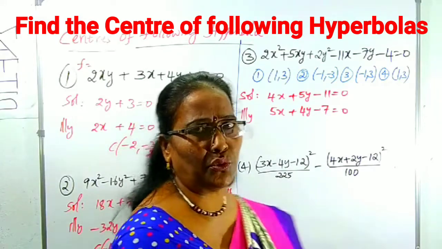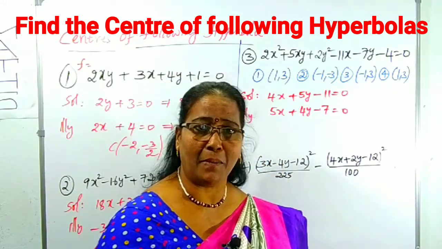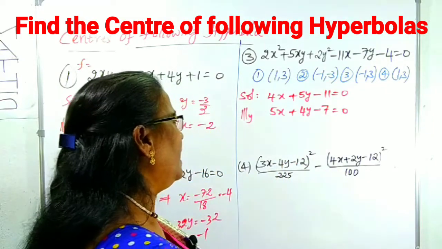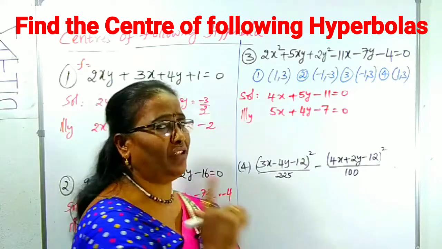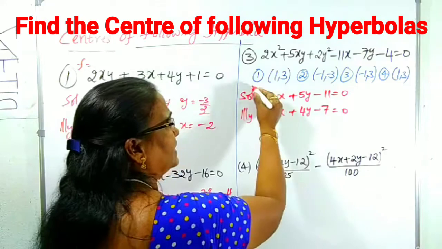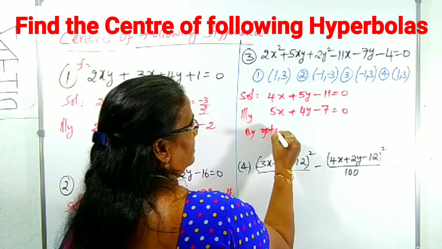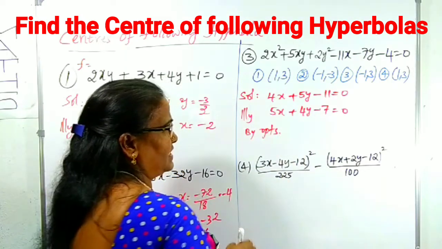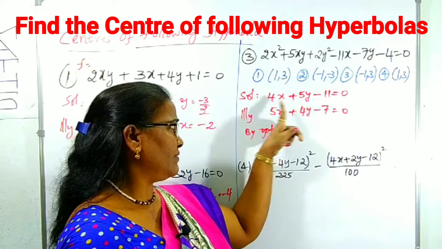By solving these two, we can collect the center, because we are not getting x and y directly. But we can get it easily. If there are options, we can check by options verification. If there are no options, then we can solve it. Now, I have already given options here. By options verification, I am doing it. Only one equation I am checking, in one of the equations. First option, 1, 3, I am checking in this one.